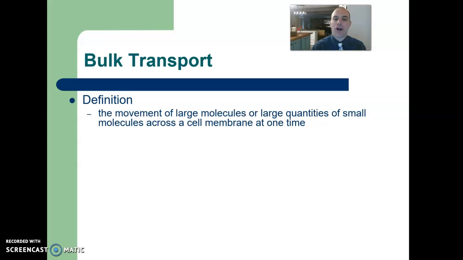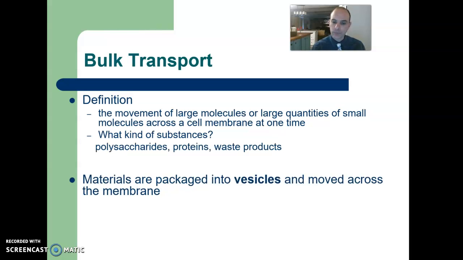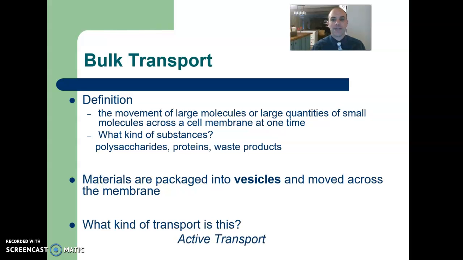All right, definition. The movement of large molecules or large quantities of small molecules across a cell membrane at one time. So bunch of stuff in, bunch of stuff out. What kind of stuff? Polysaccharides, protein, waste products. Materials are packaged into vesicles that are moved across the membrane. So what kind of transport do you think this is? This is active. It takes energy to package them up. It takes energy to ship them out.